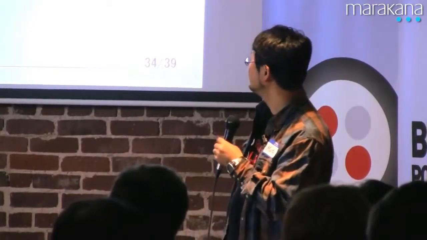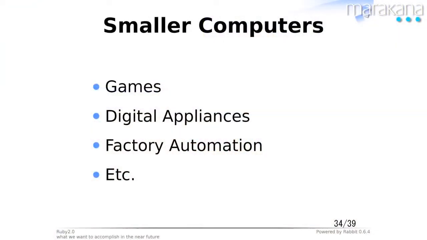We don't need I/O in the refrigerator or something like that. We don't have any file system on a refrigerator, so you can remove the I/O totally from the Ruby interpreter running on the refrigerator. So we can target small computers like games, digital appliances, factory automation, or some other application areas.